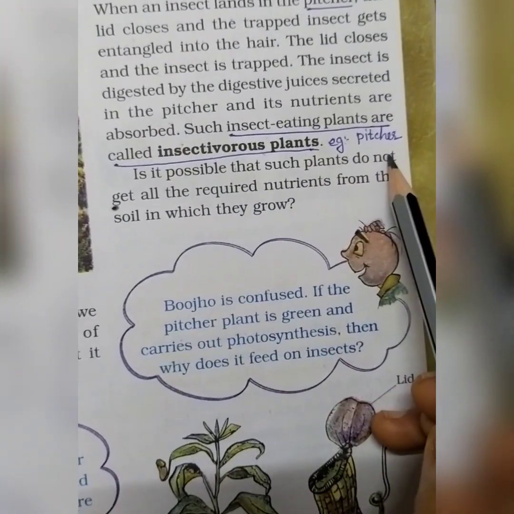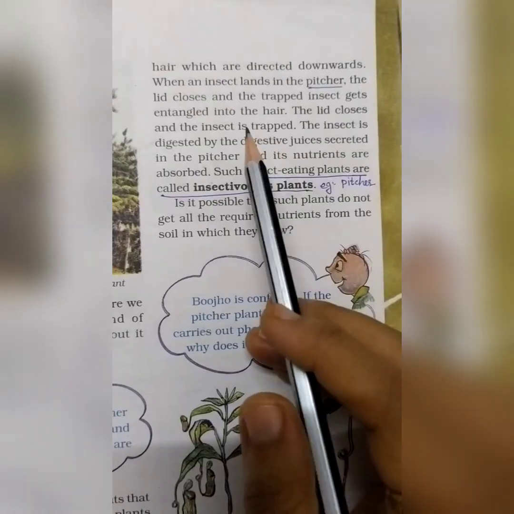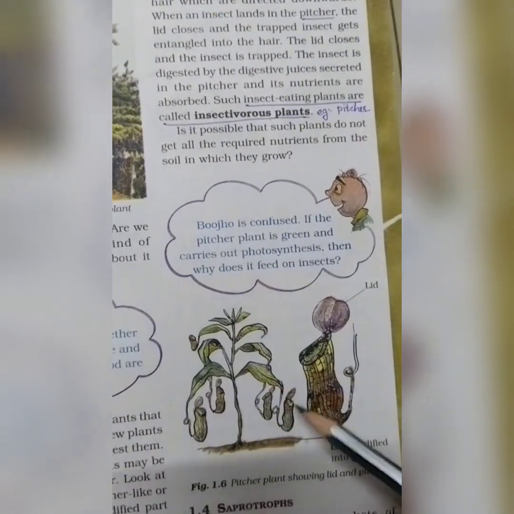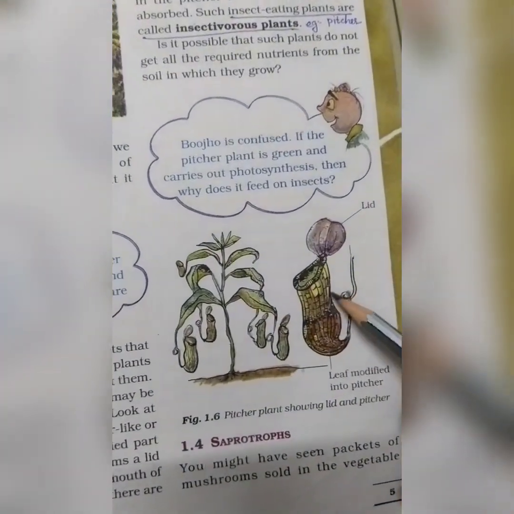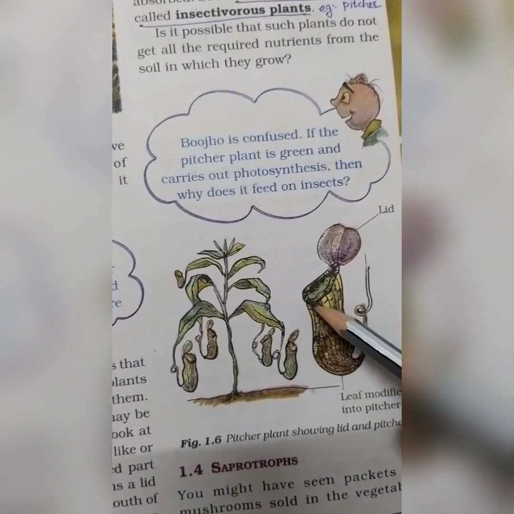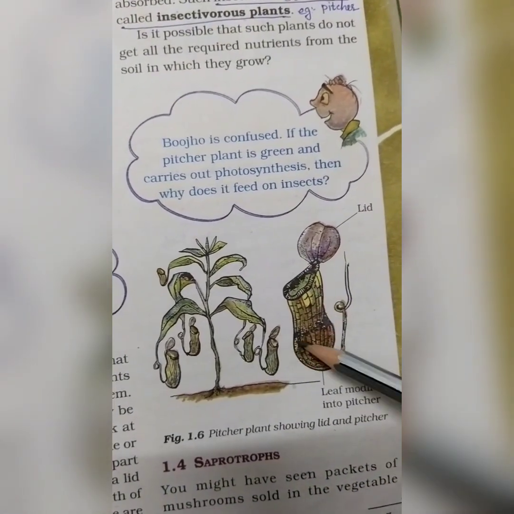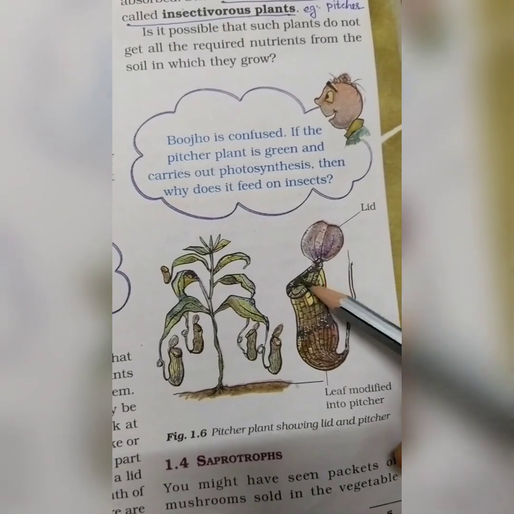Example, pitcher plant. Here we can see a beautiful plant. The structure of the plant is like a jug. The picture shows the jug-like structure of the plant. The structure of insectivorous plants which trap insects is actually modified leaves.